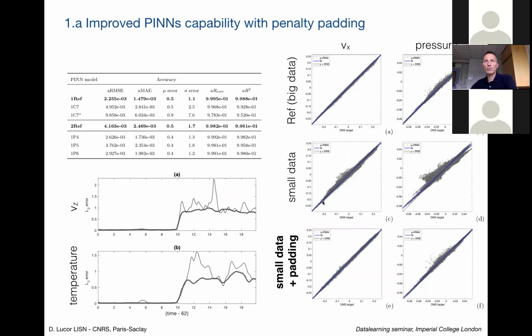Not going to go too long on this, but the middle line here, the results were the bad results from before. And when you do the padding with the same computational budget, just a different way of positioning your residual points, you get back to the original accuracy. So even with small data, just using the padding, you do as good as with the big data you had at the beginning. So that was one strategy to improve a little bit the predictive accuracy of this model.